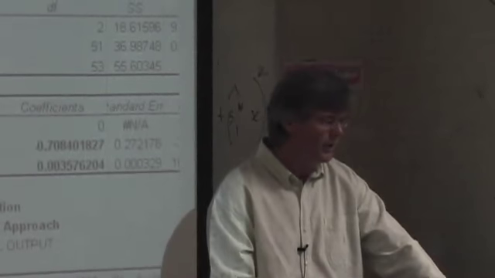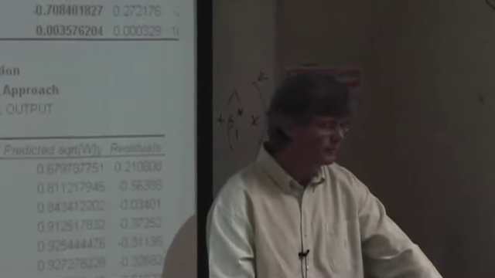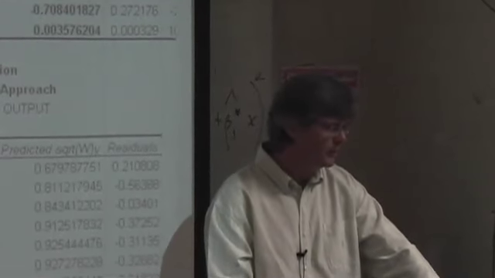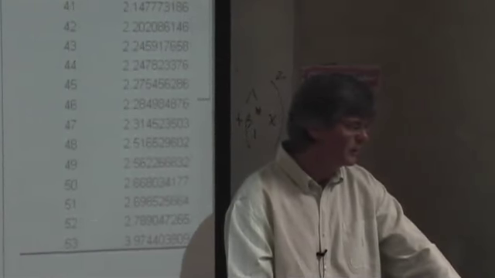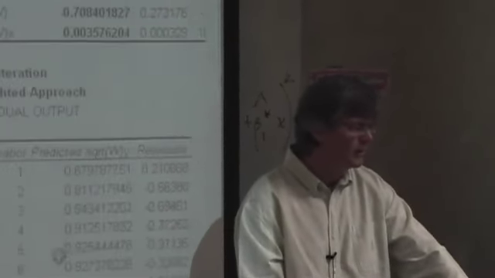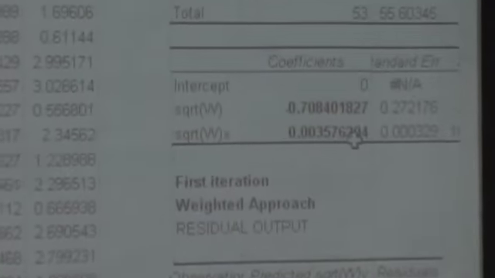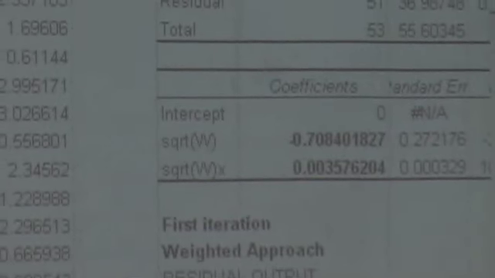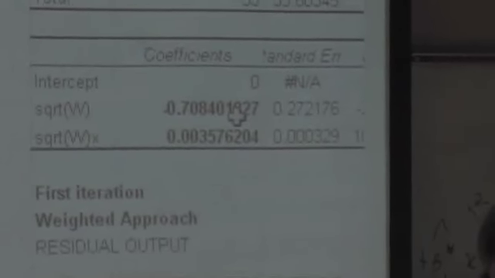And so what I get is, let's see what I had, 0.0037 before, and now 0.00357 for the slope. The intercept before was negative 0.831, now it's negative 0.708. This is a weighted least squares approach.